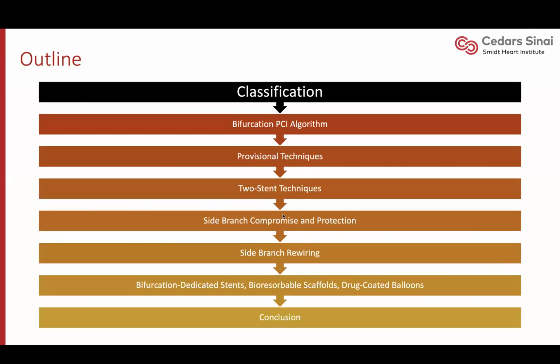We'll go over the classification. Then we'll talk about a bifurcation PCI algorithm. We'll go over step by step of the provisional techniques, then step by step of the two-stent techniques. Then we'll talk about side branch compromise and protection, side branch rewiring, and we'll briefly touch upon new technologies.